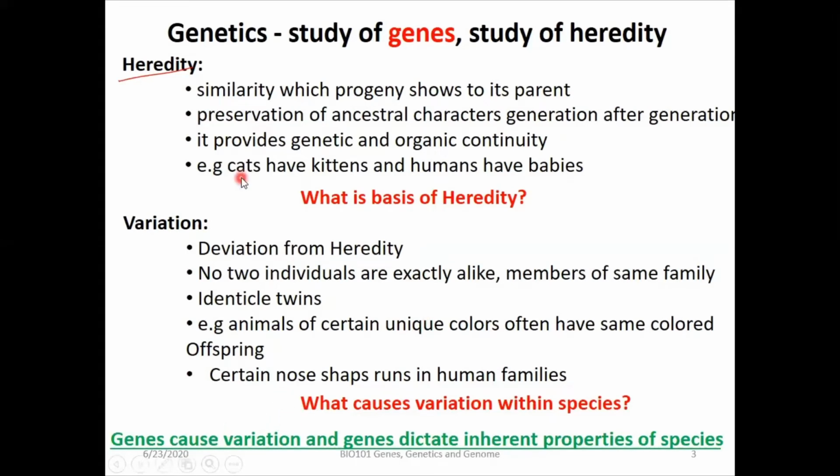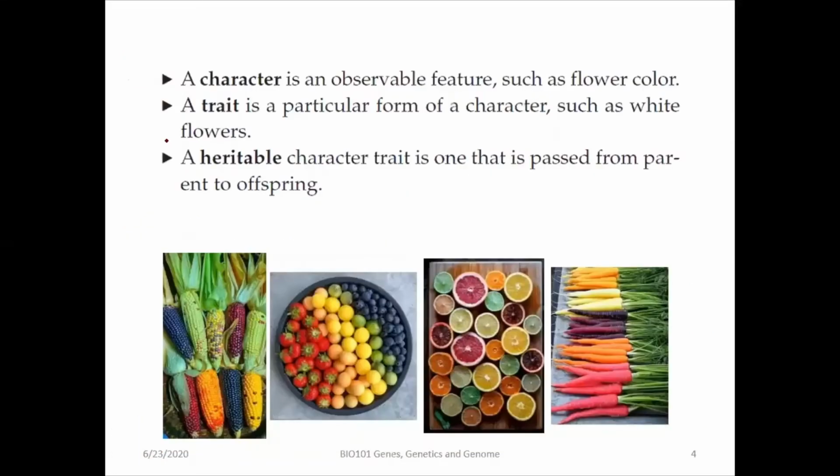How are this variation and heredity controlled? Heredity and variation both have a fundamental genetic basis. It's the genes that are responsible for either variation or heredity. In today's lecture, we are going to learn how we can understand inheritance of genes, how we can understand inheritance of a specific trait or character from parents to offspring.